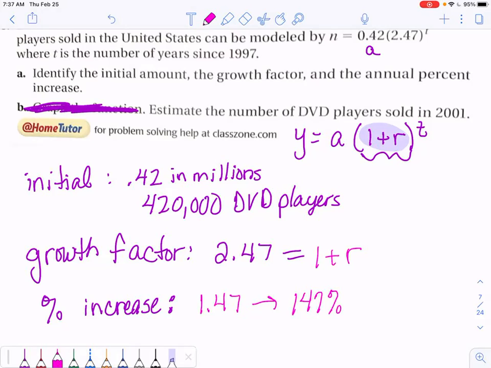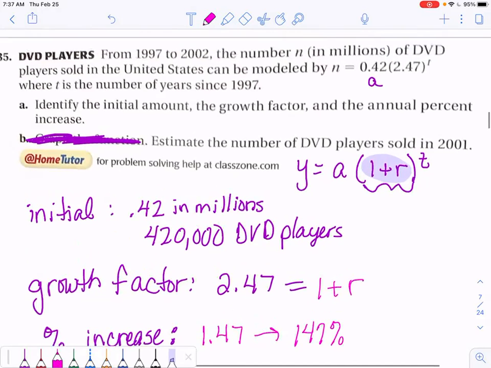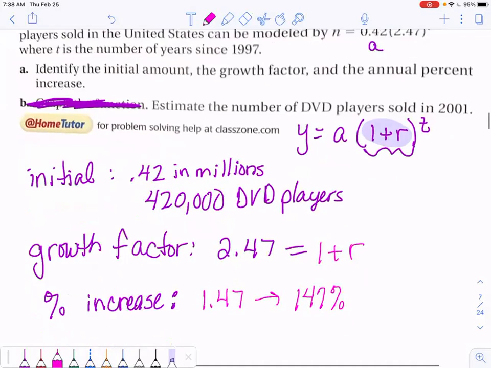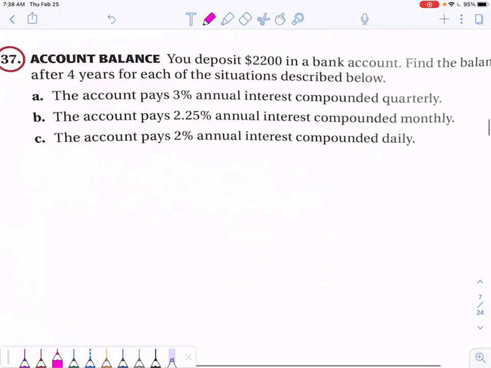And then for part B, you would take the equation they give you at the top. And if you're finding the number in 2001, how many years is it from 2001 if I start in 1997? 4. So you would plug a 4 in for T. And then you just plug it in that equation, put it in your calculator, and solve. Questions? All right, looking at the second problem I wanted to go over.